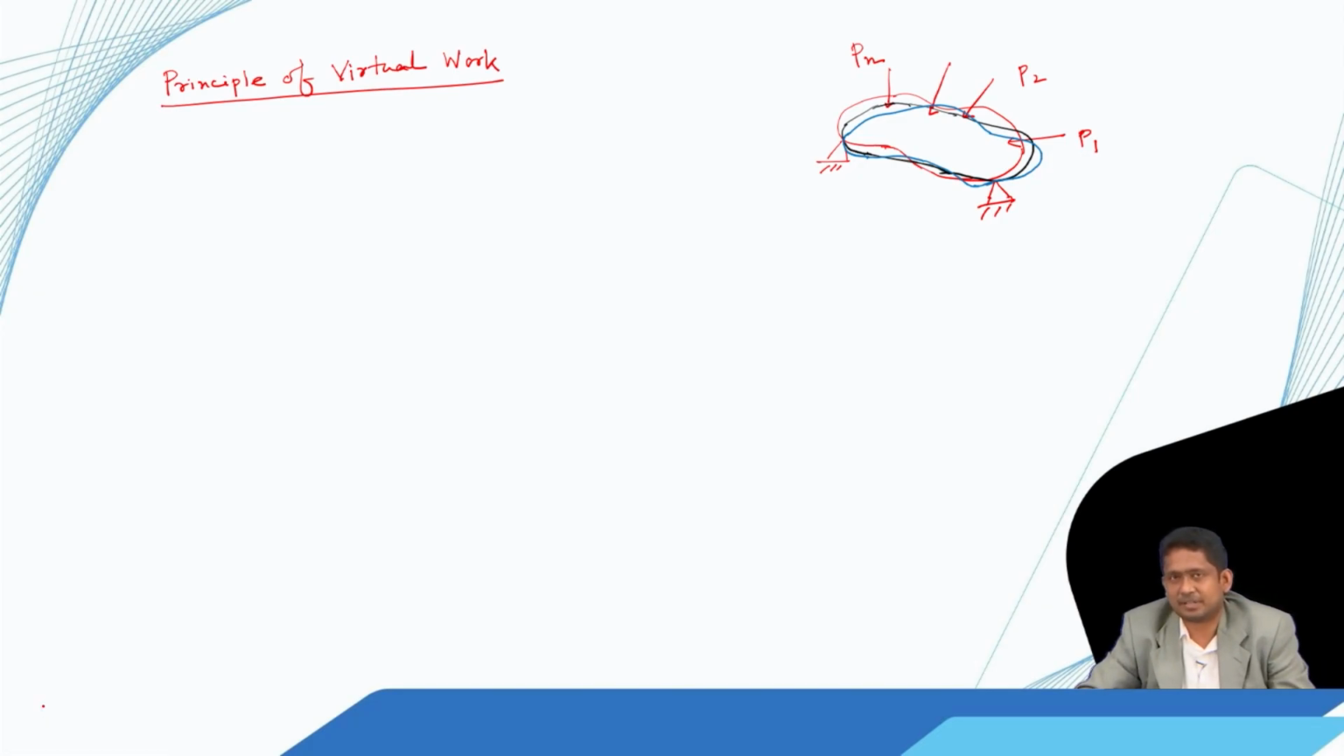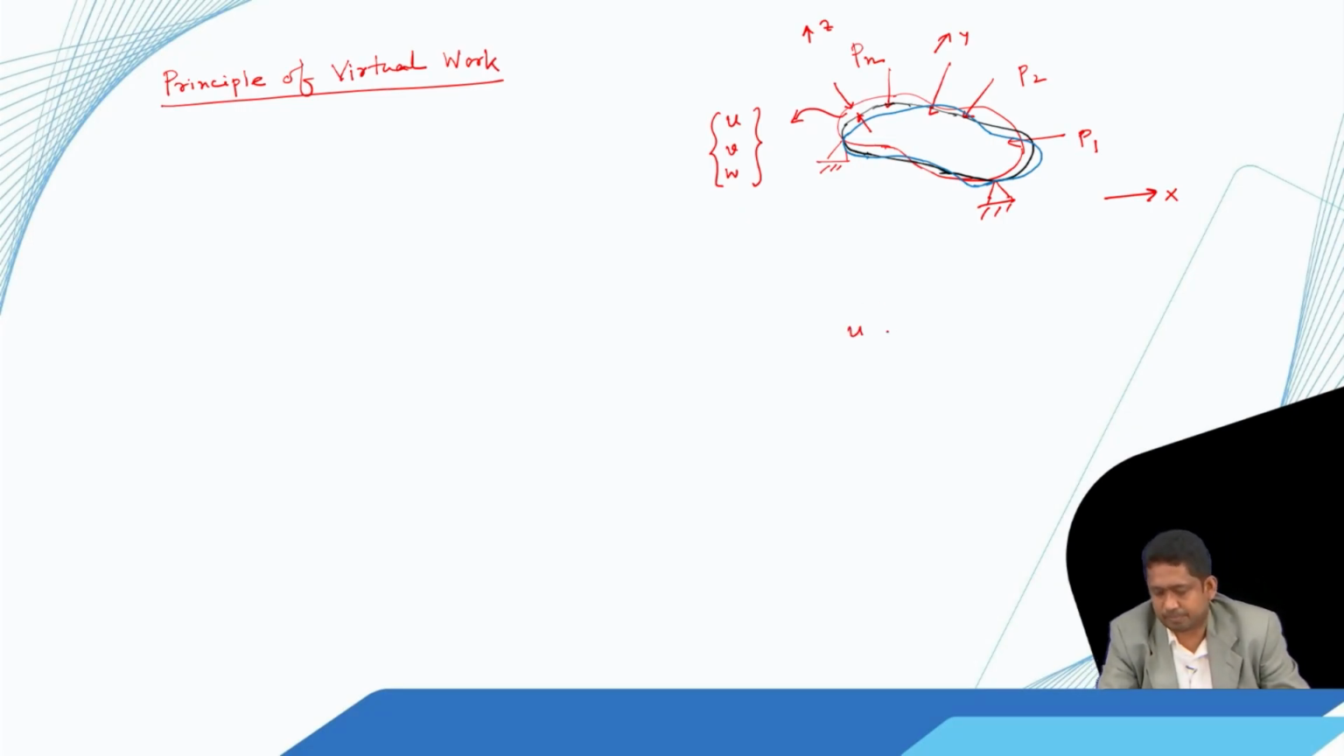Again the red color was the undeformed body. So, when it went from red to black, that means some amount of deformation happened, and those deformations have components along x, y and z, and let us call those components u, v and w. u is displacement along x, v is displacement along y, and w is displacement along z.